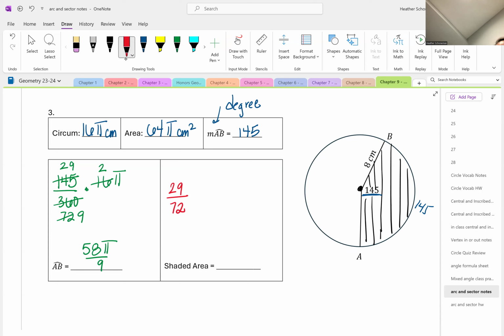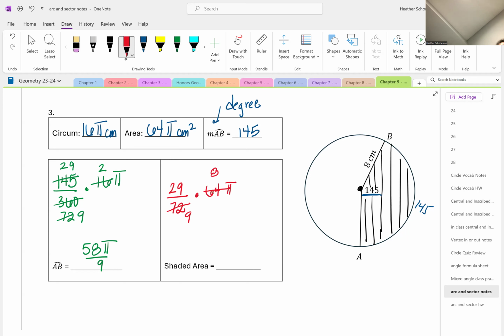All right, now for the next one, the sector is a fraction of the area. So I've got my fraction, and now I'm going to take it times the area, which is 64 pi. Okay, again, 29 and 72 can't reduce, but now I'm going to look diagonally. I can divide those by 8. 64 divided by 8 is 8. 72 divided by 8 is 9. So now I'm going to multiply straight across the top.